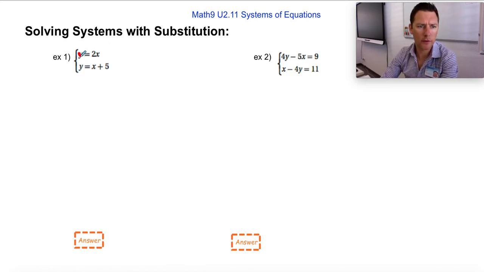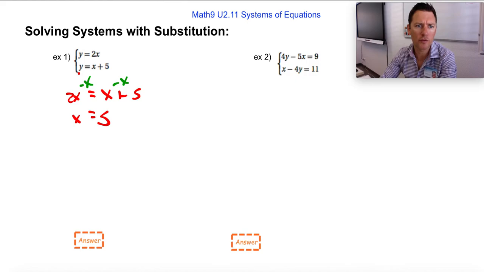Here's y, here's y's nickname. This is also y, so what you can do is take y's nickname and substitute him in here. So you get 2x equals x plus 5. Subtract an x from both sides, so minus x, and you're left with x equals 5. And then you can pick either of the equations, plug them in. So I'm going to use this top equation just because it looks easier. And you go y equals 2 times the x value, which is 5.